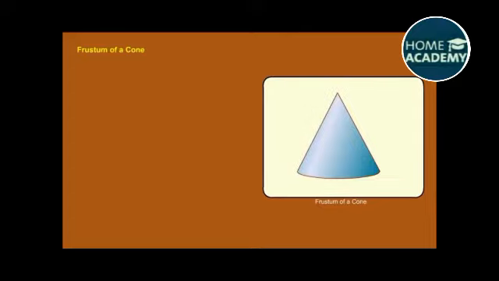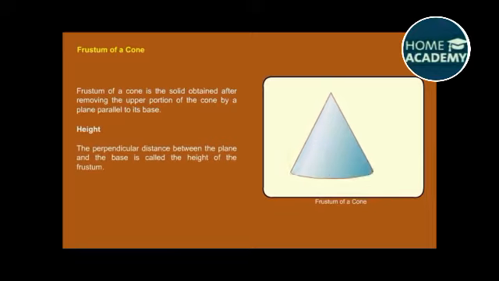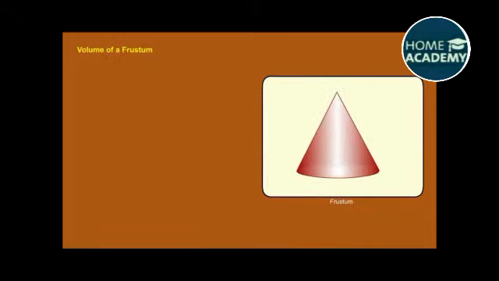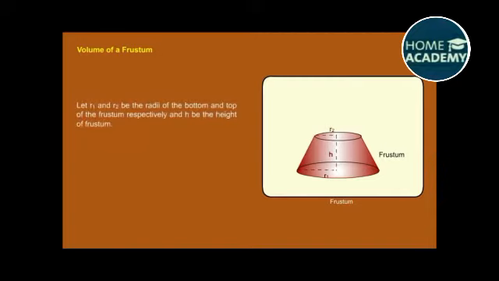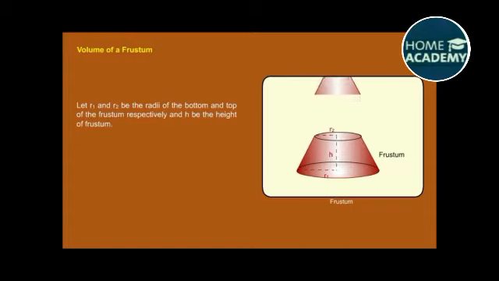Frustum of a cone. Frustum of a cone is the solid obtained after removing the upper portion of the cone by a plane parallel to its base. Height. The perpendicular distance between the plane and the base is called the height of the frustum. Volume of a frustum. Let R1 and R2 be the radii of the bottom and top of the frustum, respectively, and h be the height of the frustum.